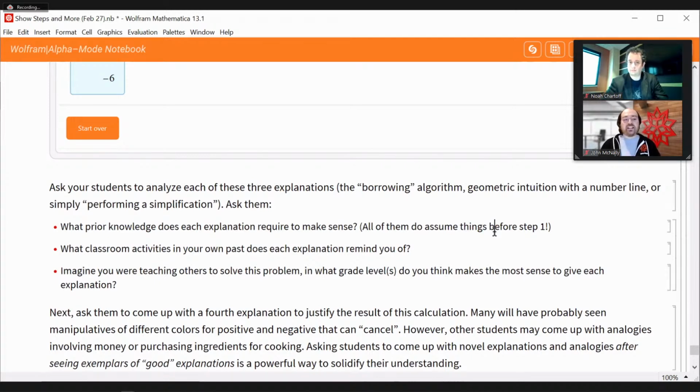The other trick that, as a teacher, is really handy is to listen to this part where you ask, what classroom activities from your own past do these explanations remind you of? It never fails to surprise if you ask students to talk about a set of learning activities that you might have assumed were pretty common because they were common in your own education. A student that went to different schools might have a totally different way that they were introduced to a topic.